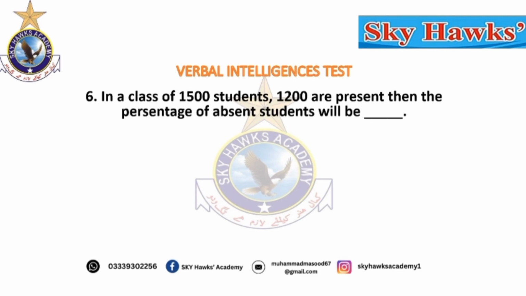Alright, the next question is: in a class of 1500 students, 1200 are present, then the percentage of absent students will be? Now see, I have told you in the last class too. If you didn't do it, just go back to part 3. I have explained the whole method for finding these types of questions. So we have options 10%, 20%, 30% and 40%.